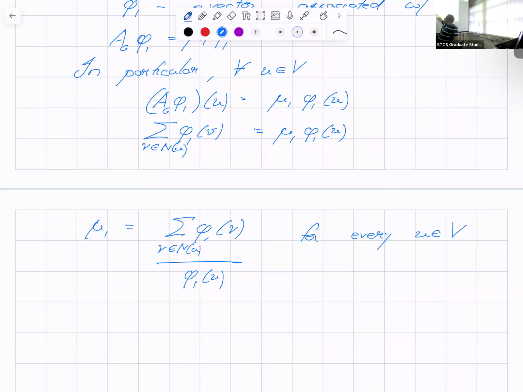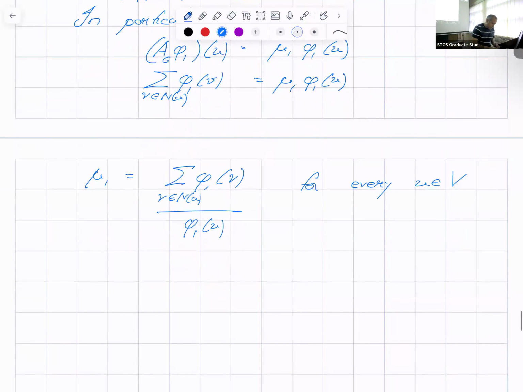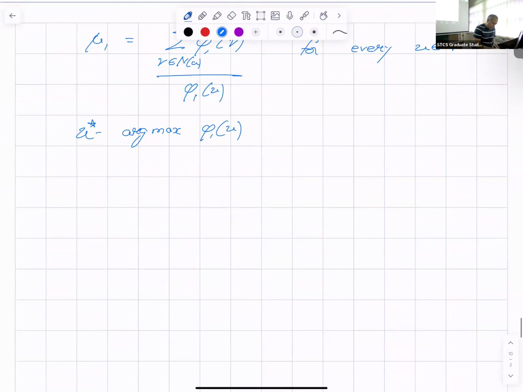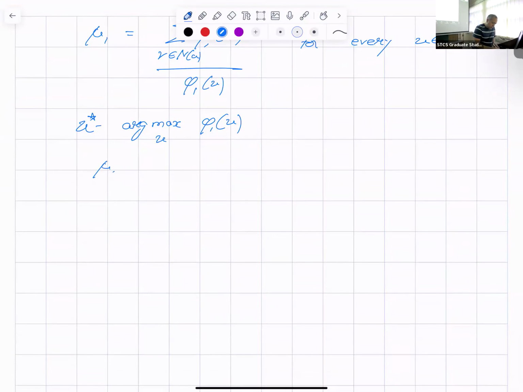Let's take the u for which phi1 of u is maximized. So let u star be the argmax of phi1 of u. Then that means mu1 is the summation of phi1 of v, v a neighbor of u star, divided by phi1 of u star.